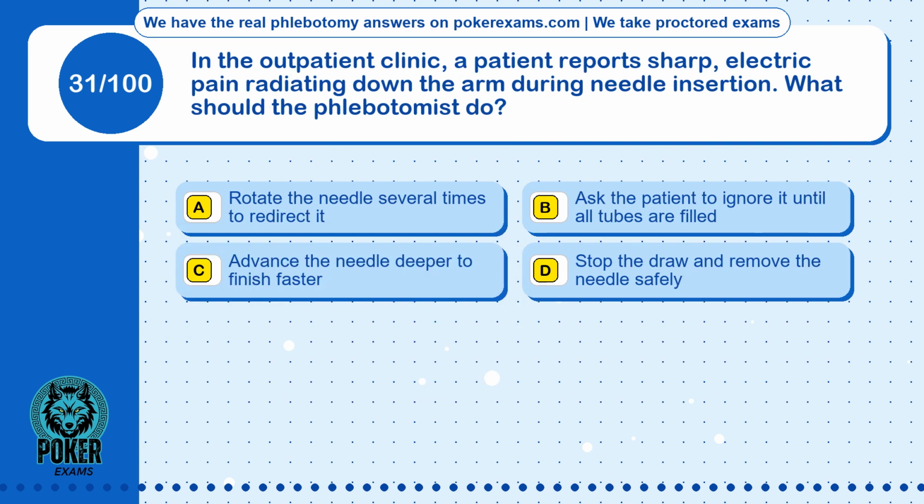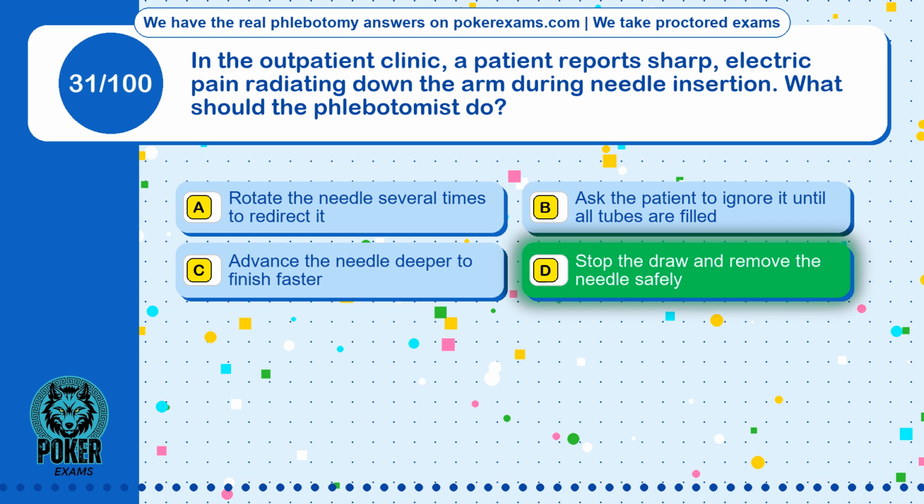Question 31. In the outpatient clinic, a patient reports sharp, electric pain radiating down the arm during needle insertion. What should the phlebotomist do? Option A. Rotate the needle several times to redirect it. Option B. Ask the patient to ignore it until all tubes are filled. Option C. Advance the needle deeper to finish faster. Option D. Stop the draw and remove the needle safely.